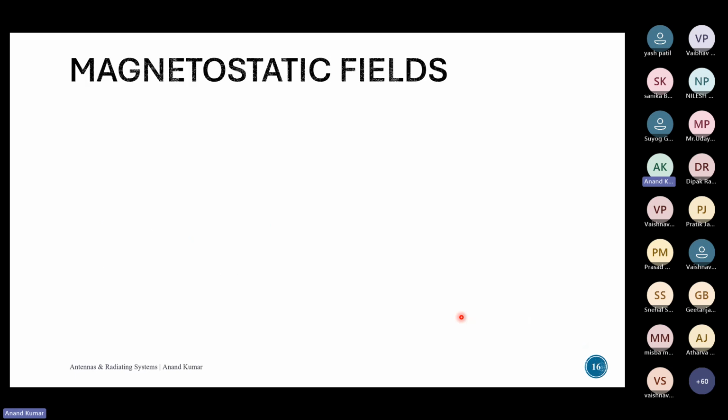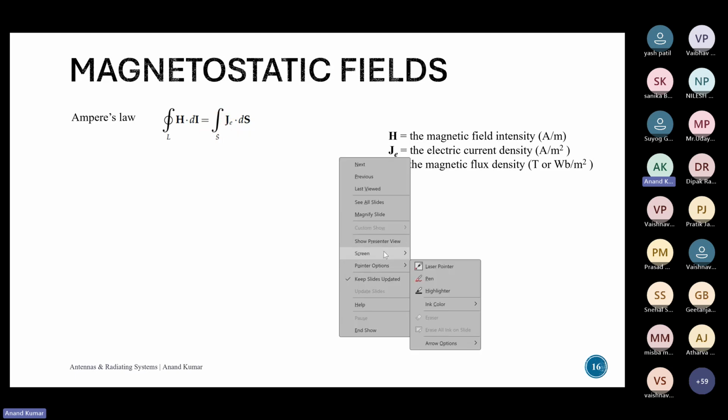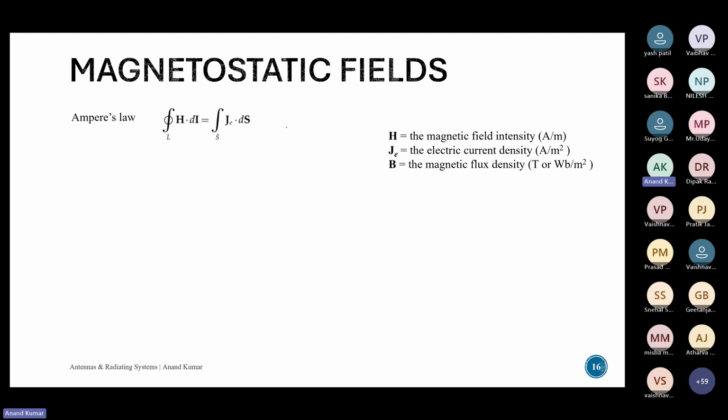Next, we move to magnetostatic fields. The notations over here are: the magnetic field intensity is H, the current density is J, and the magnetic flux density is B. I'll try to keep the vectors in bold so that there is distinction. Might not be consistent throughout, but I'll try. And Ampere's law says the closed loop integral of the magnetic field equals the surface integral of the electric current density. Let me try to draw a diagram to the best of my capability.